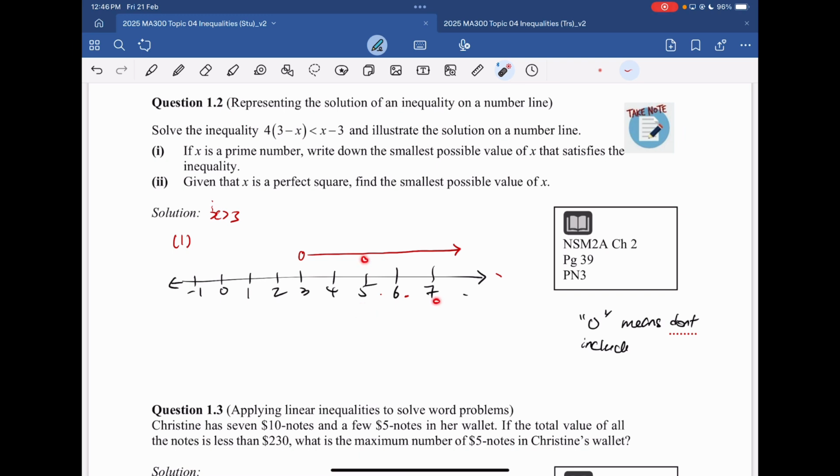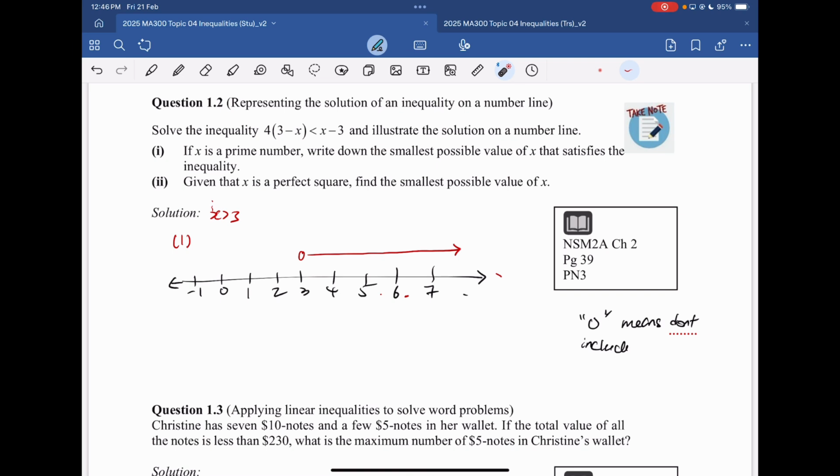7 also can, but 7 is bigger. 11 also can, but 11 is bigger. 5 is the smallest. That is why my answer is 5. Okay, this one my answer is 5. Okay, so just remember how to draw the number line.